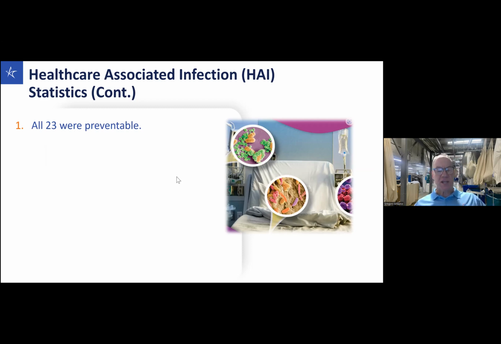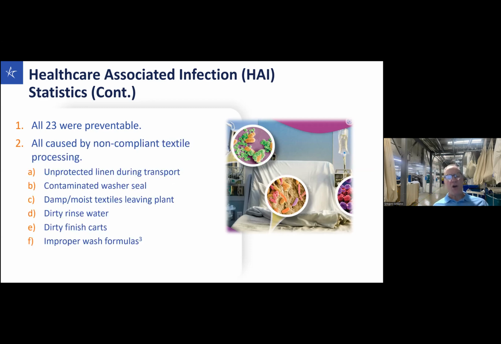All 23 of those outbreaks were preventable. And then the question is, okay, well, how were they preventable? Well, all were caused by non-compliant laundry processing. Some examples, which I'm going to go through in more detail later. So the linen was unprotected during transport from the laundry to the hospital in one case. In one case, there was a dirty washer seal. So that's kind of an environmental issue. In one case, there were damp, moist textiles leaving the plant.